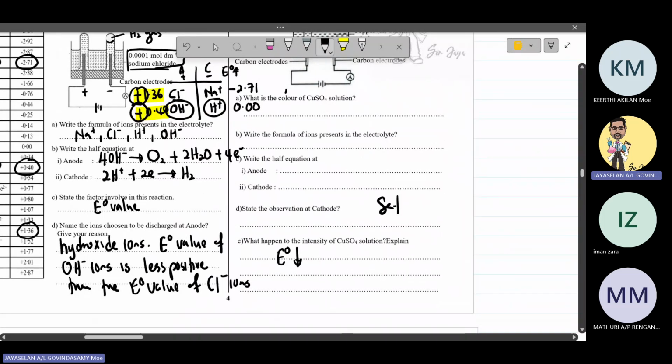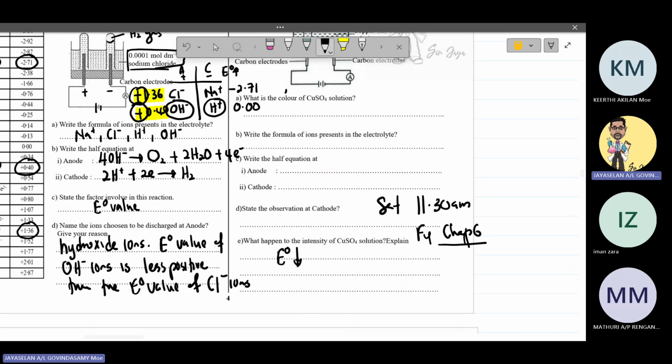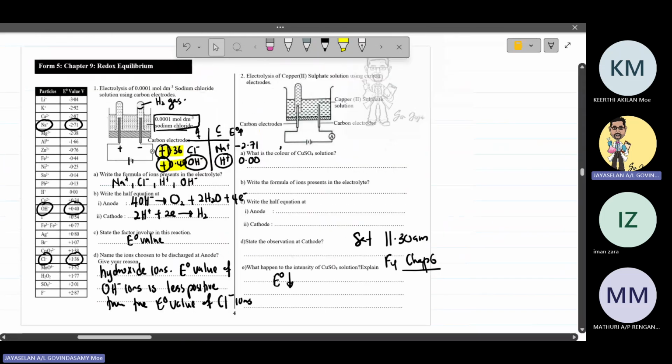This Saturday, 11:30 a.m., we will do revision for Form 4, Chapter 6: acid, base and alkali, acid, base and salt. That's all for today. See you on Saturday. And for your homework, try to do this one, the same factor. That's all for today. We will have class next Saturday. I'll see you on Saturday.